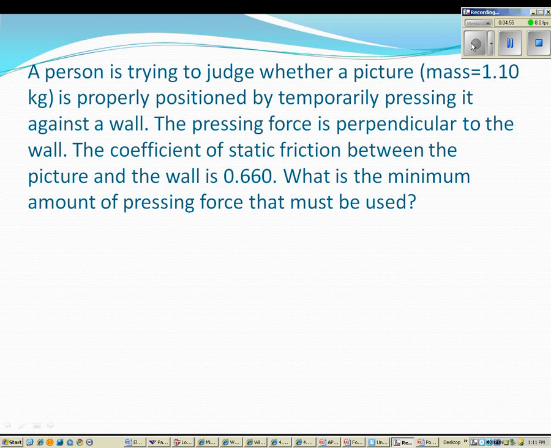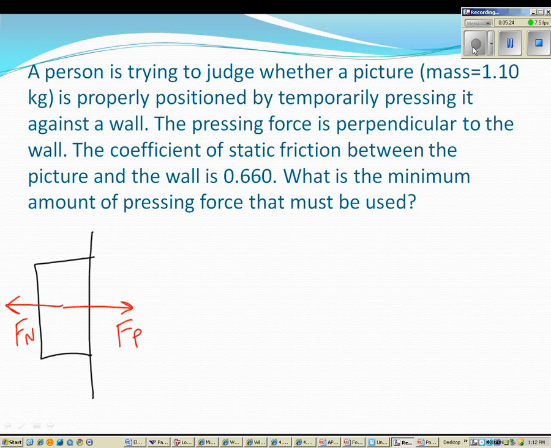Our next problem is a person's trying to judge whether a picture, which has a mass of 1.1 kilograms, is properly positioned by temporarily pressing it against a wall. The pressing force is perpendicular to the wall. The coefficient of static friction between the picture and the wall is 0.66. What is the minimum amount of pressing force that must be used? So I want you to pause the video, draw the picture, and see if you can draw the forces that are acting on this particular picture.